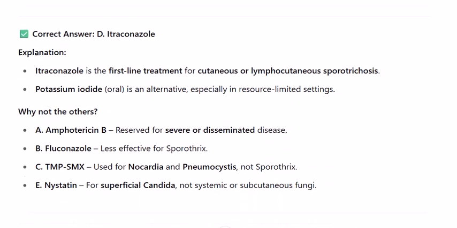Explanation: itraconazole is the first-line treatment for cutaneous or lymphocutaneous sporotrichosis. Potassium iodide, oral, is an alternative, especially in resource-limited settings. Why not the others? A. Amphotericin B, reserved for severe or disseminated disease. B. Fluconazole, less effective for Sporothrix. C. TMP-SMX, used for Nocardia and Pneumocystis, not Sporothrix. E. Nystatin, for superficial Candida, not systemic or subcutaneous fungi.